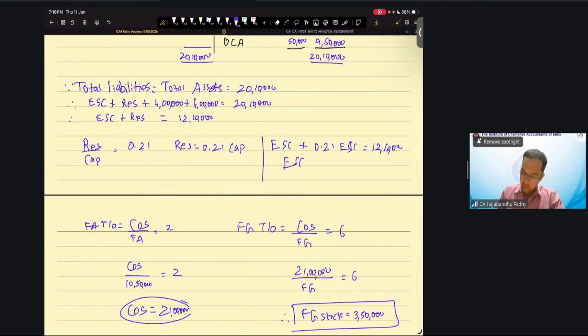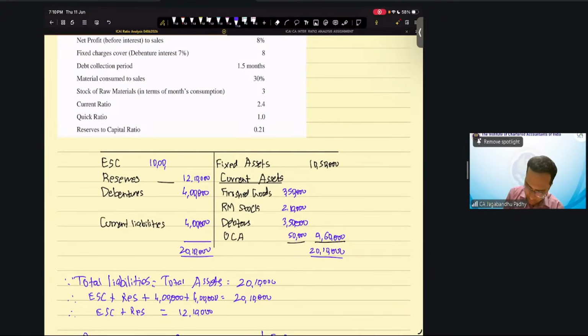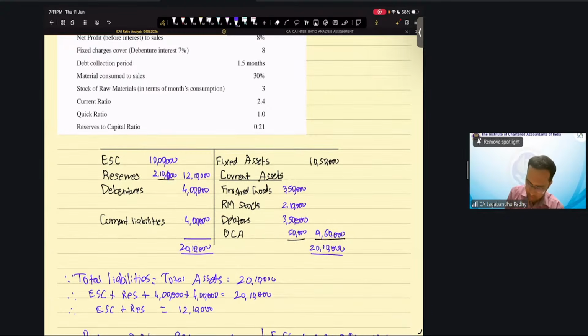So what will be equity share capital? What should be equity share capital? The value of equity share capital, everyone. 10 lakhs, yes. Equity share capital will be valued at 10 lakh. And obviously, since this is 10 lakh, reserves is going to be 2,10,000. Okay.